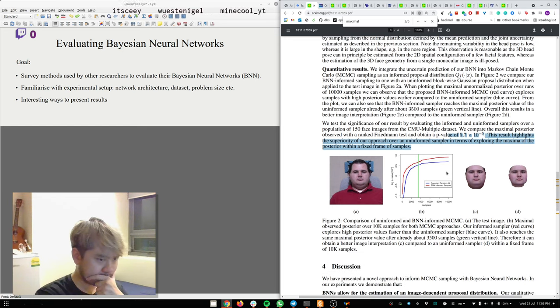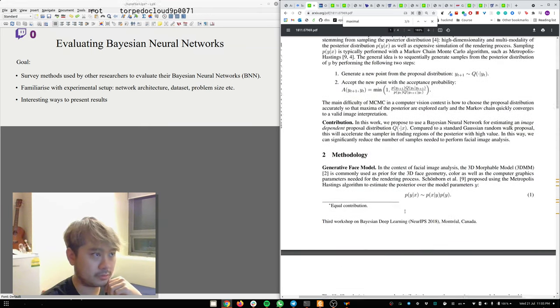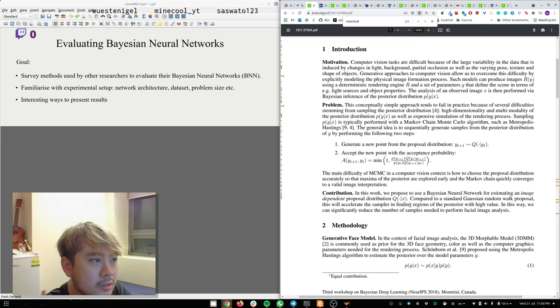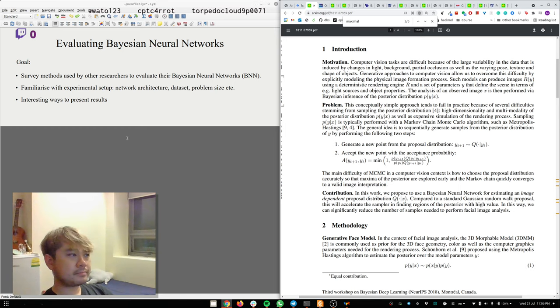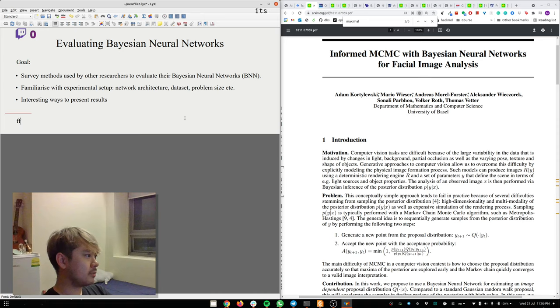Hmm. An extensive... wait, but what method are they actually using? I don't even know. Sampling. We use a Bayesian neural network for estimating an image-dependent proposal distribution compared to a standard Gaussian walk. This will accelerate. In this way, we what? How to choose the proposal so that the maximum is explored in minimum time. Okay, I guess. Oh, what's this? What's that?